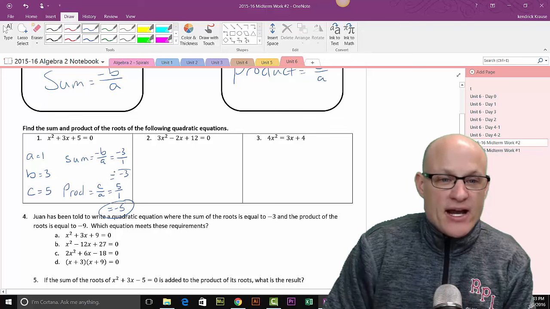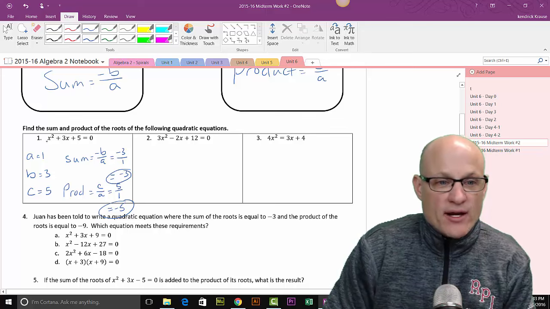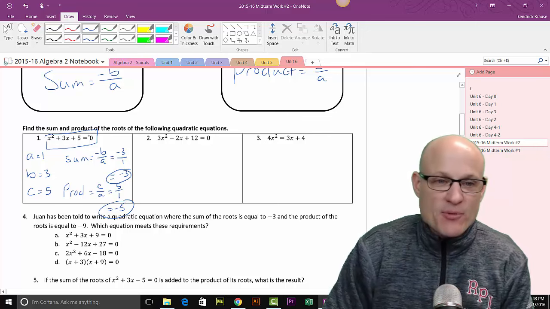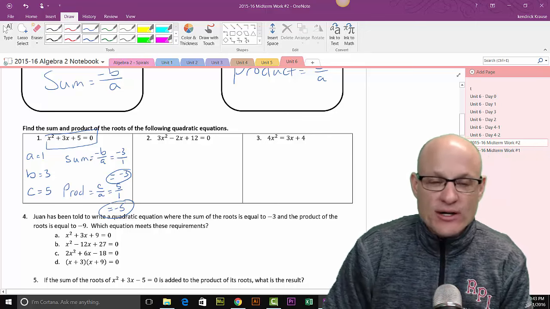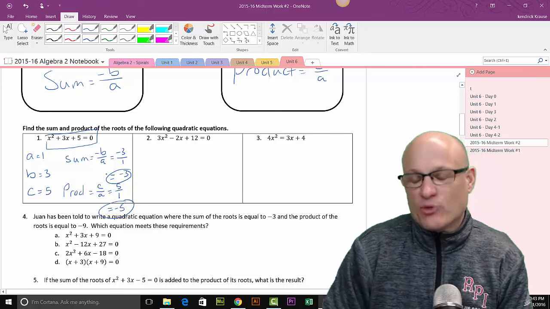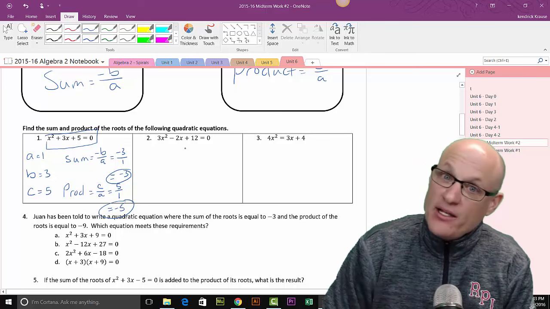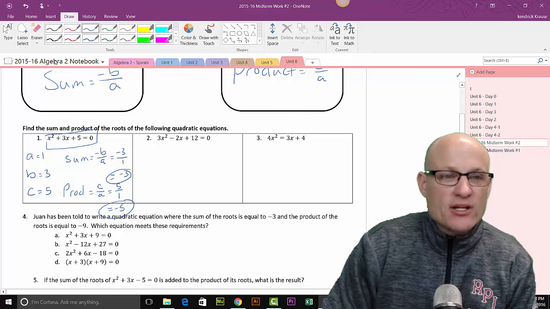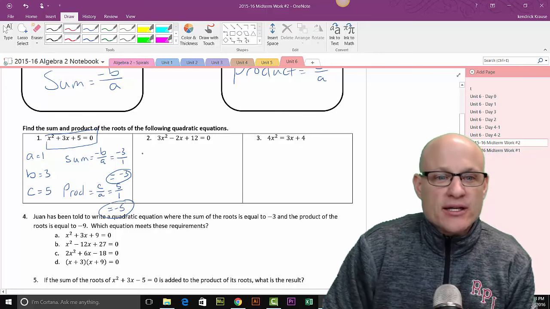Now, had I not known these formulas, I would have tried to factor this. This is not factorable because there's nothing that multiplies to 5 that adds up to 3, so I'd have to use the quadratic formula, get some crazy answers, and then multiply them. Not so easy. All right, so let me get a new color.